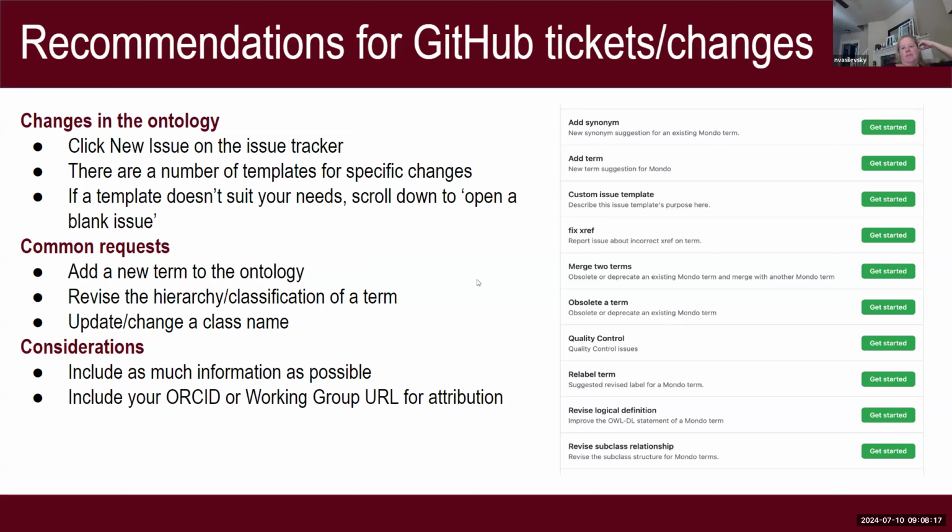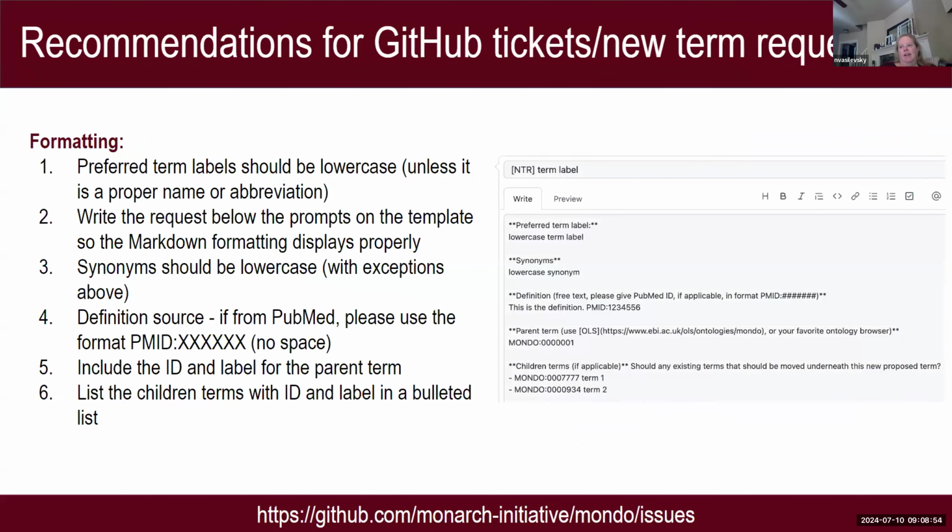And then other considerations when creating new tickets is to include as much information as possible. And I'll give some further examples in the slides below. And also including your ORCID, or if you're part of a bigger working group. For example, in Mondo, we work with a number of folks who are part of this ClinGen working group, and they have specific URLs for their working groups. So they often provide the URL for the working group. And in this way, we can give nano attribution to whoever has requested the new term or the changes to the term. So it's really nice if you can include, at least at a minimum, your ORCID ID on your request.